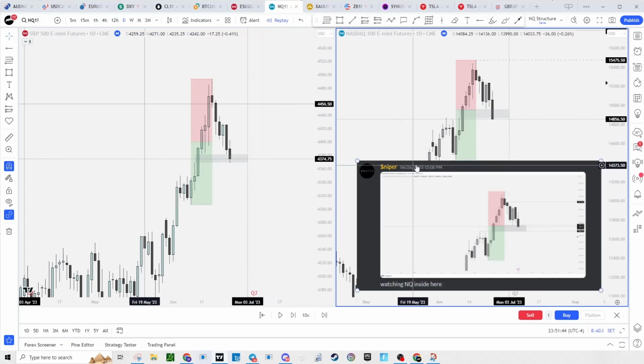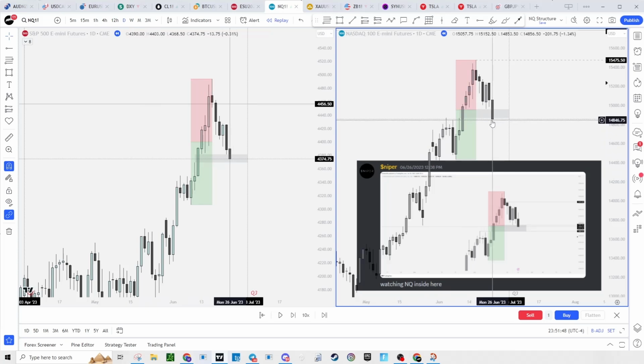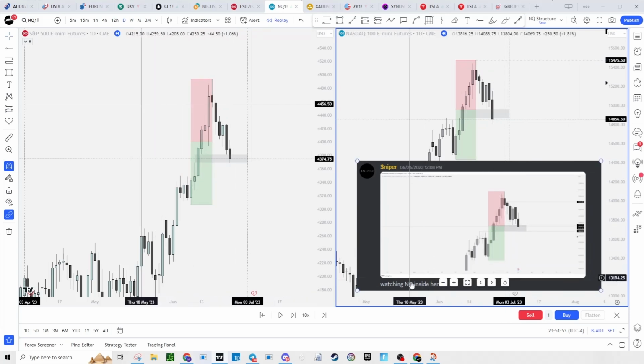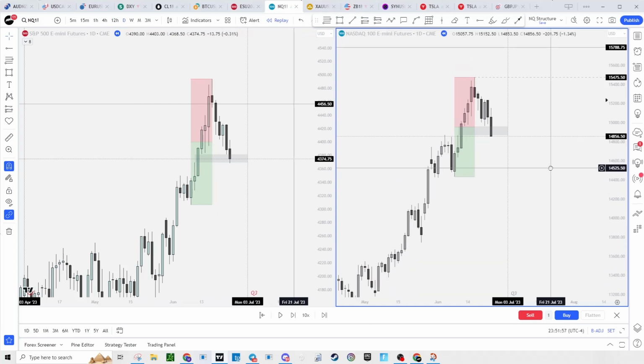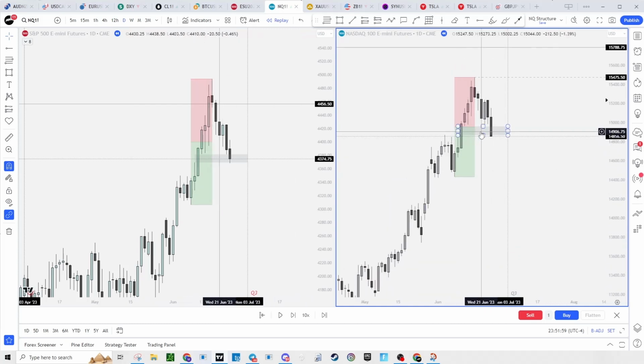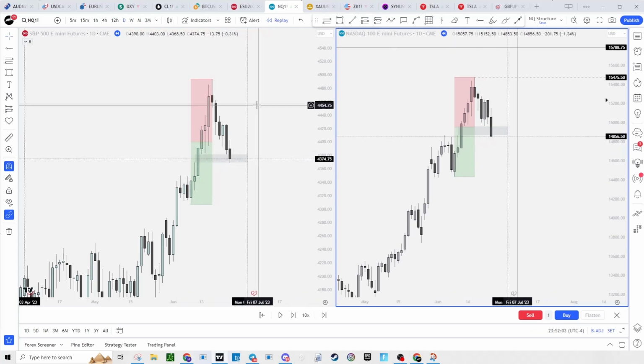Now exactly on June 26th, when price retraced and reached discount of this daily swing on NASDAQ, I sent this screenshot to my Discord watching NASDAQ inside of here. And my anticipation was for price to respect this daily bullish fair value gap, both on NASDAQ and the S&P 500, for us to then continue and run to higher prices.